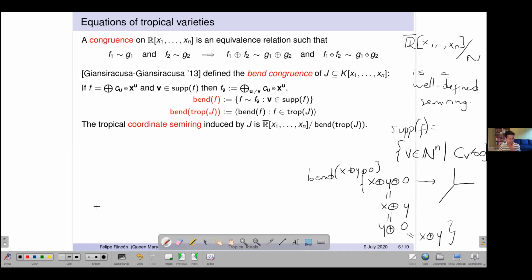Bend F is not a set of tropical polynomials, you're right. Bend F is a set of equivalences. So you can think of it as a subset of a collection of pairs of polynomials. Each one, like this one equivalent to that one, this one equivalent to that one, and so on. It's not just a collection of polynomials, it's a collection of equivalences.